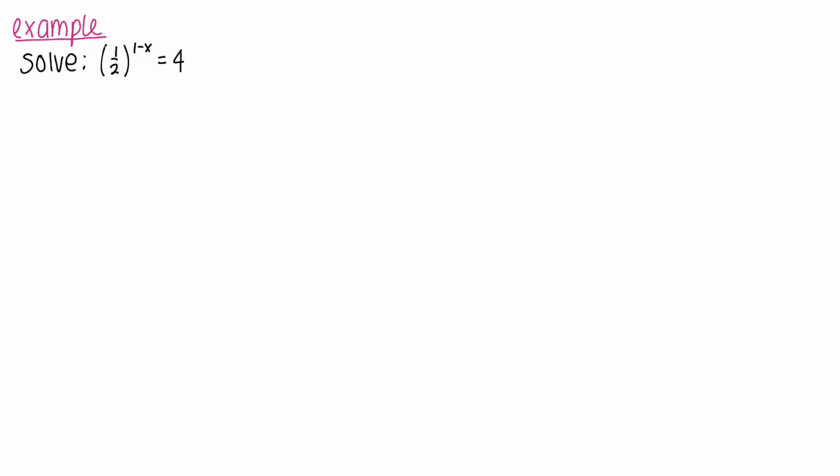Let's do another example, and we're going to use the same tactic we used on our last example. So we want to make the bases the same. Now, the numbers we're working with are 1/2 and 4. So 1/2, I know, is 2 to the negative 1, and 4 is 2 squared. So I'm going to replace 1/2 with 2 to the negative 1, and I'll replace 4 with 2 squared. So instead of 1/2, I will do 2 to the negative 1, raised to the 1 minus x is equal to, instead of 4, I'm writing 2 squared.